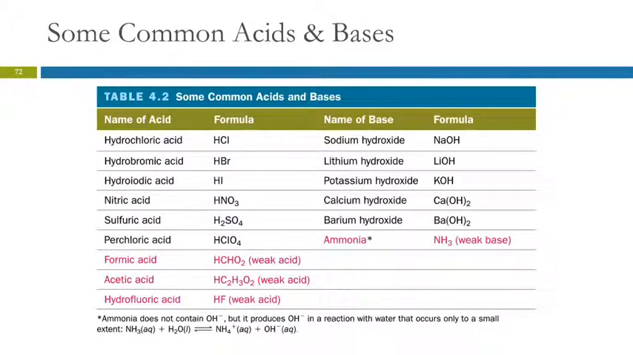So here's a list of some common acids and bases. Hydrochloric, hydrobromic, hydroiodic, nitric, sulfuric, and perchloric. These are strong acids.